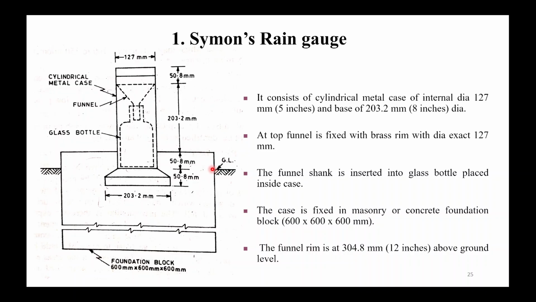Okay, so overall if you see above the ground level, around 50 plus 50 plus 200, like 305 mm something is supposed to be the distance of the top rim from the ground level.